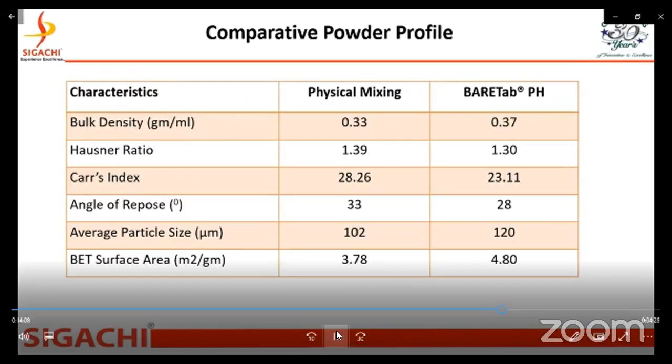Why is BHAPH or multifunctional excipient good as compared to physical mixing? In this table, we are showing comparative parameters of bulk density, Hausner ratio, Carr's index, angle of repose, particle size, and pH, surface area. And we can easily compare that co-processed BHAPH has higher bulk density, higher flowability, and higher surface area. These parameters are not obtained by physical mixing.